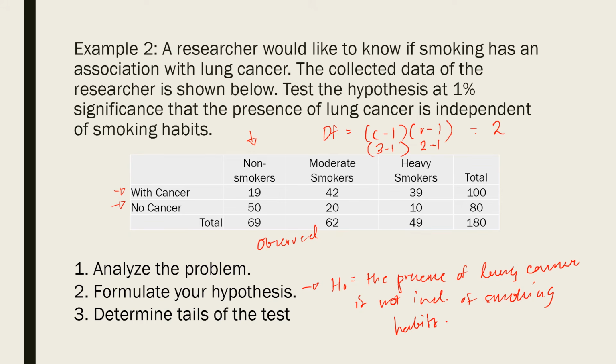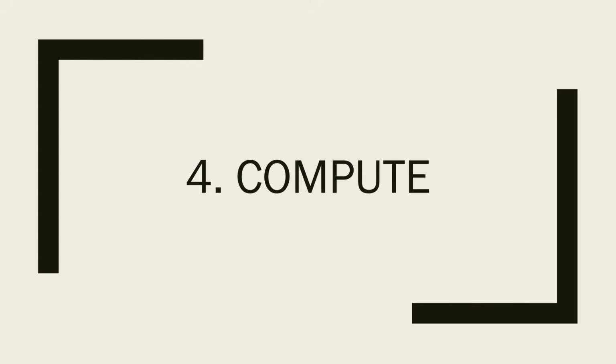Okay. Again, chi-square test is traditionally a two-tailed test. So we're going to use a two-tailed chi-square. Okay, so now we move on to our step 4, which is computation.